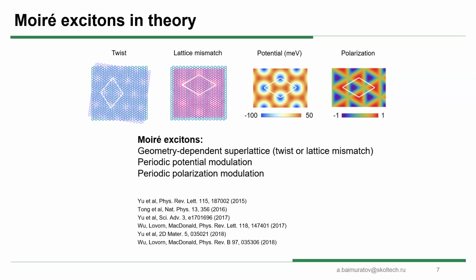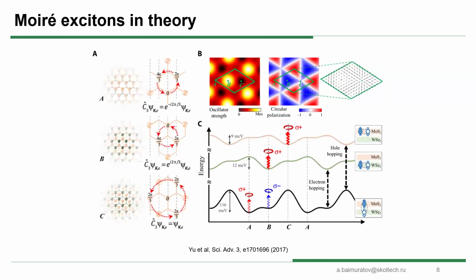Such a potential can be large enough to effectively localize. It can be, again, around 100 meV, sometimes smaller, but it's enough to localize excitons and also localize charges like holes and electrons.